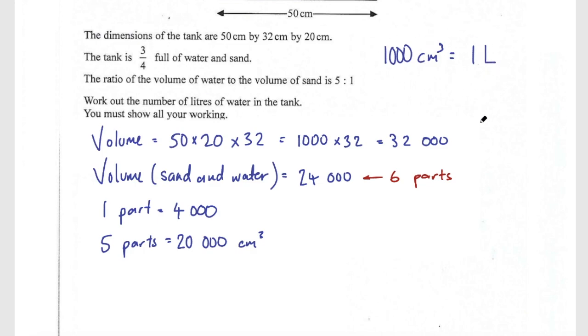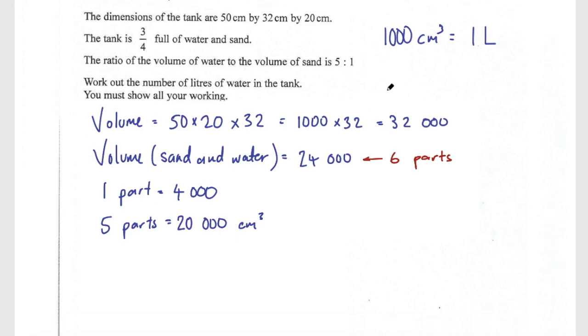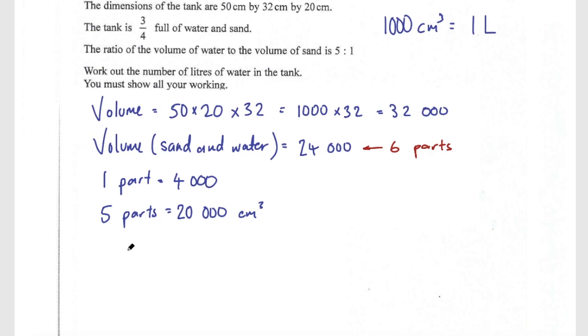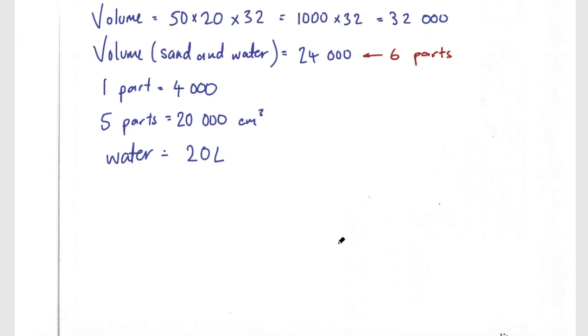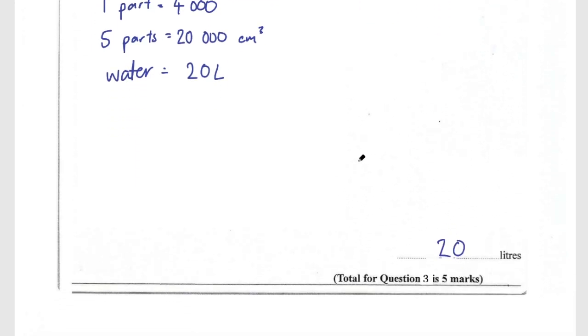And now if you have some kind of mathematical OCD, you would recognize that water doesn't always have the same density, so this isn't always actually completely true. And this has been recognized by mathematicians about 50 years ago, but we still use it as a general way of converting volume to liters. So it's still acceptable when answering exam questions, so we can say that the amount of water we have is going to be 20 liters. So 20,000 divided by 1000 gives us 20 liters. And that was question 3 for 5 marks.